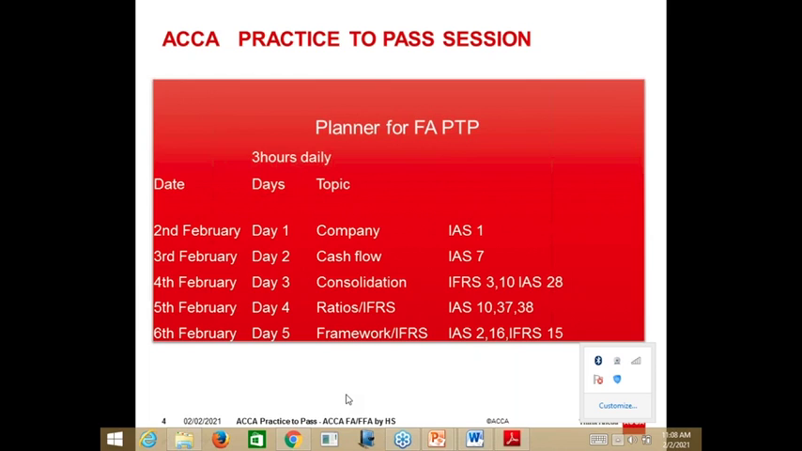On day one, today, 2nd February, we are going to cover company accounts along with IAS 1. On day two, we are going to discuss the cash flow topic along with IAS 7. On day three, we will be discussing the consolidation topic along with a few standards that are important in consolidation. Then on day four, we will be discussing the topic of ratios in IFRS. And on day five, we will discuss the remaining IFRSs with the framework.